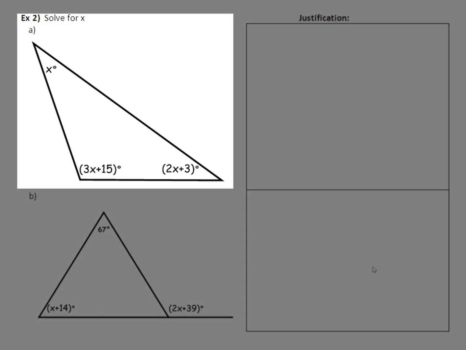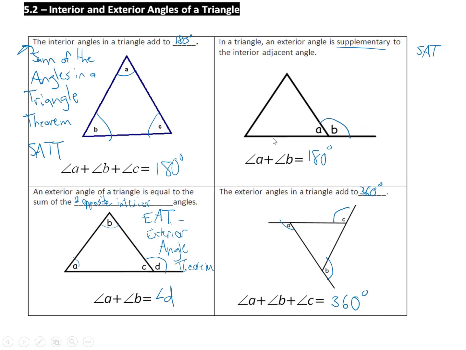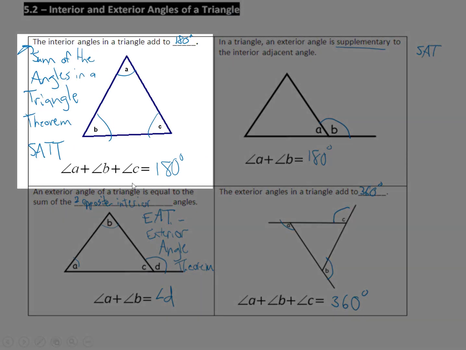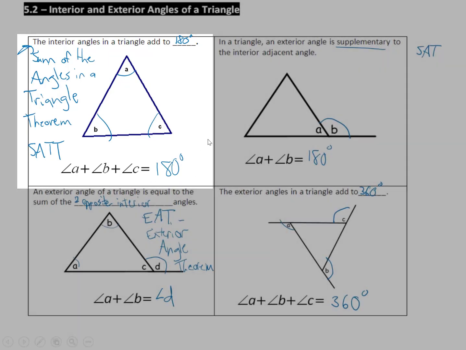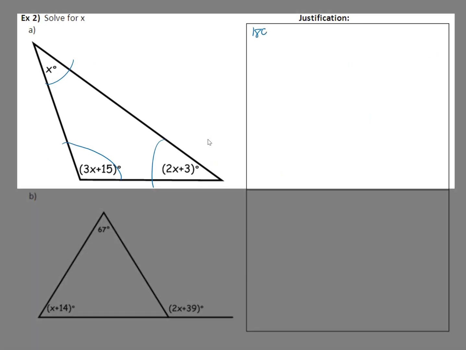Our first example here, we have 3 angles here, here, and here, and no numbers given. However, if I go back, there we go, I can use my sum of the angles theorem to solve for X. So I know all the angles are going to add to 180. So if I go back, I'm going to have 180 is equal to X plus bracket 3X plus 15 plus 2X plus 3 and bracket.